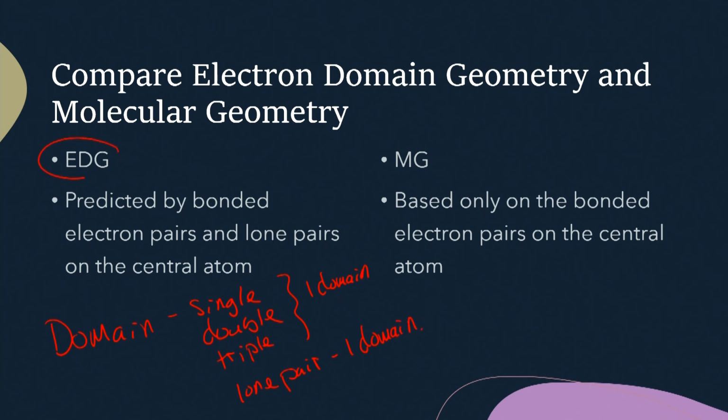So looking at the electron domain geometry, it's predicted based on the number of bonded pairs of electrons and the number of lone pairs on the central atom. The molecular geometry is affected by the lone pairs, but the name of it will be based on the number of bonded electrons.